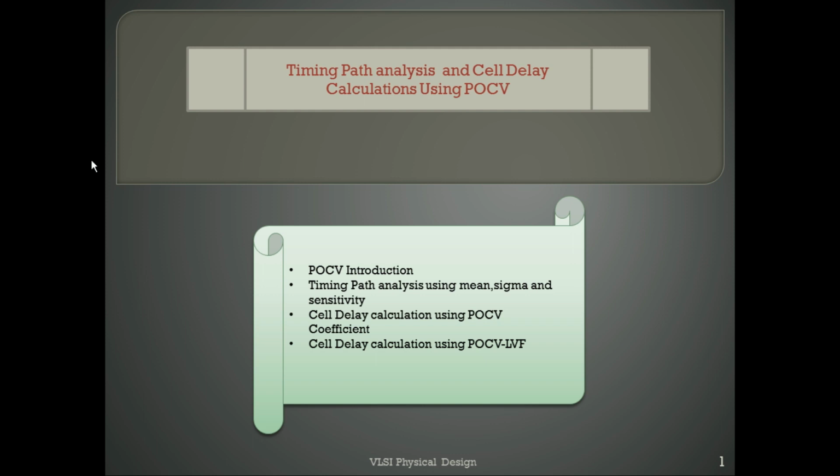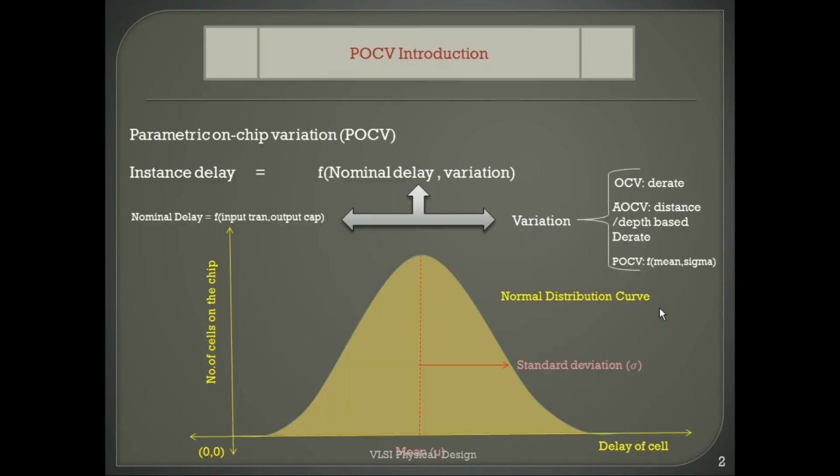In this video, I am going to explain how a timing path will be analyzed using different POCV parameters, and how cell delay will be calculated using POCV coefficient and POCV LVF. So POCV is nothing but parametric on-chip variation. Generally, the instance delay is a function of nominal delay and variation. Nominal delay is a function of input tran and the output load.